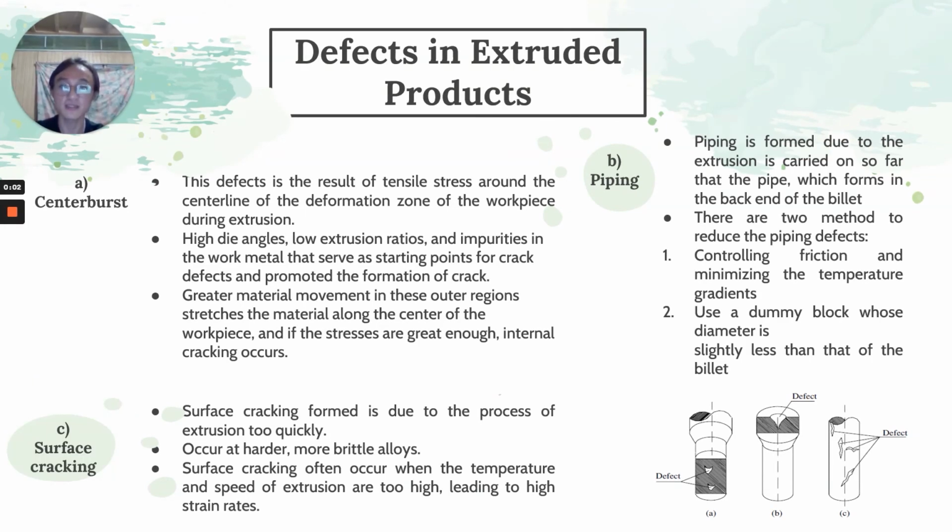The third type of defect is surface cracking. Surface cracking usually forms when the extrusion process is too fast. Surface cracking mostly occurs in brittle alloys. Besides that, when the temperature and the speed of extrusion are too high, it will lead to a high strain rate, and therefore surface cracking will occur.